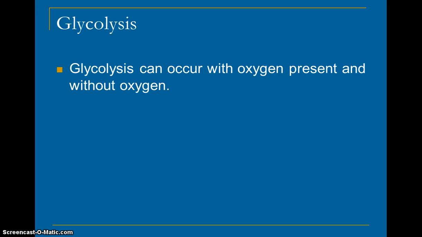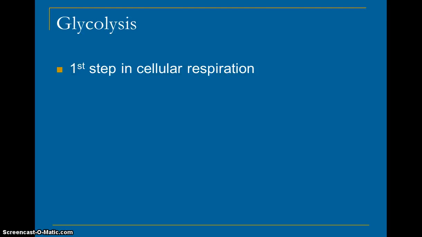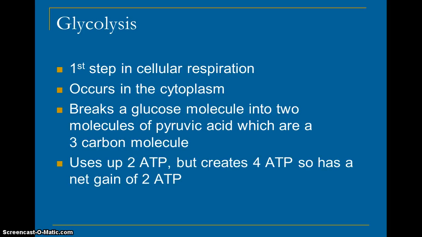Glycolysis. Glycolysis occurs with oxygen present and without oxygen present. When oxygen is present, it goes to cellular respiration, and when it's not present, then it goes to fermentation. So the start of the process is when oxygen is available. This is the first step in cellular respiration. Okay, it occurs in the cytoplasm outside of the mitochondria, and it breaks down glucose molecules into 2 molecules of pyruvic acid, which are 3 carbon molecules. It uses up 2 ATP, but it creates 4 more ATPs, so it has a net gain of a total of 2 ATP. Just remember that 2 ATPs are produced in glycolysis.